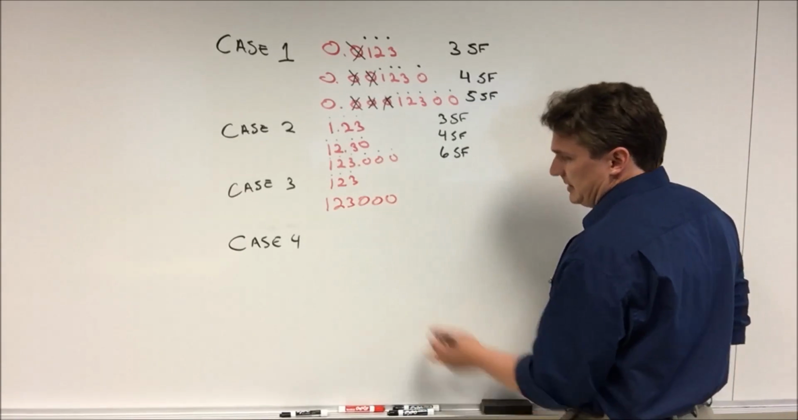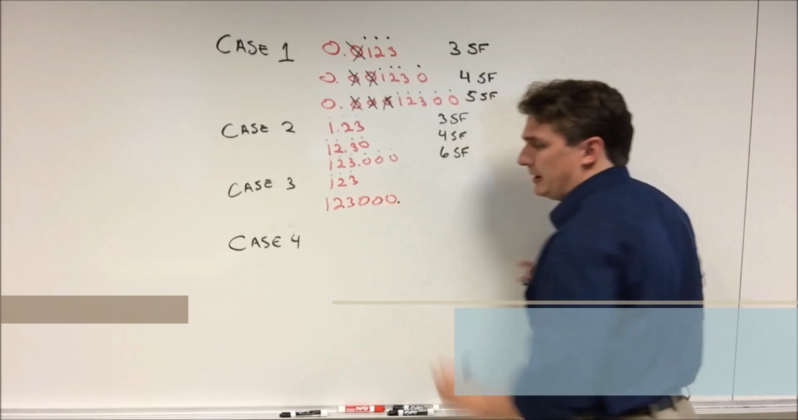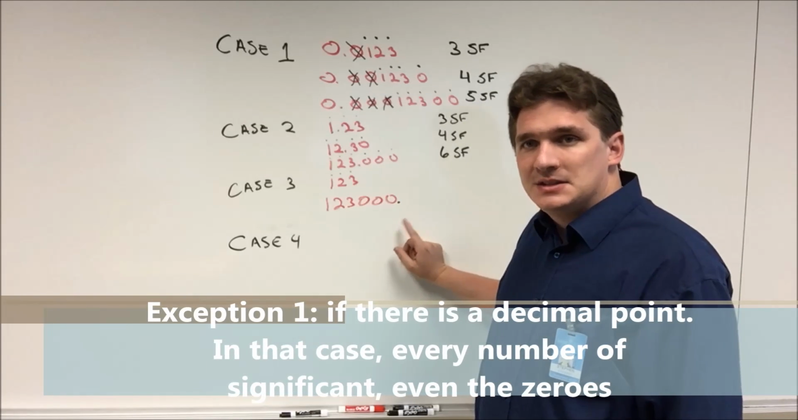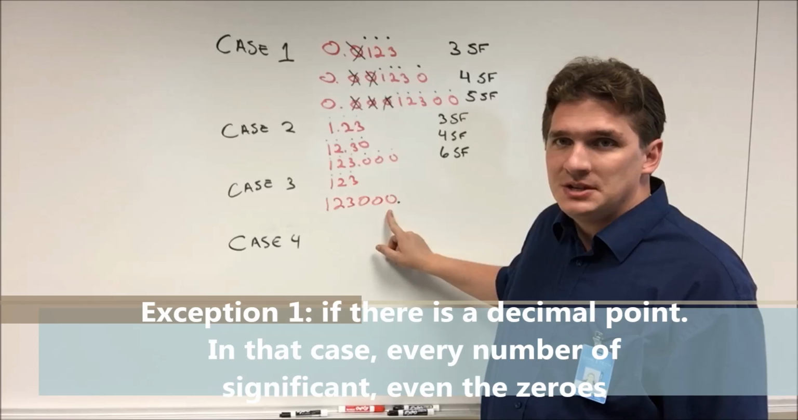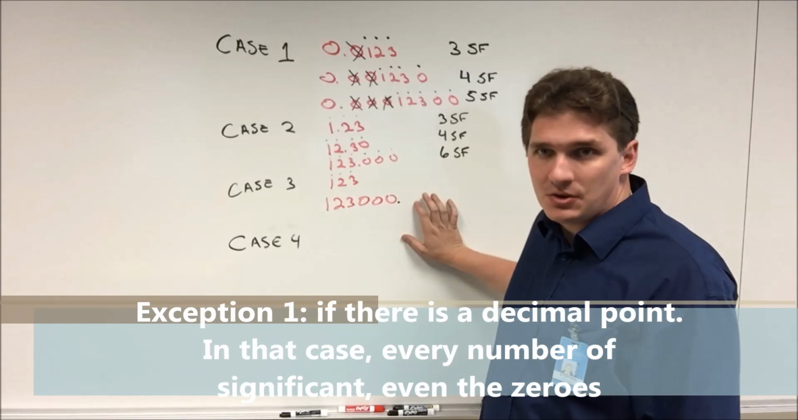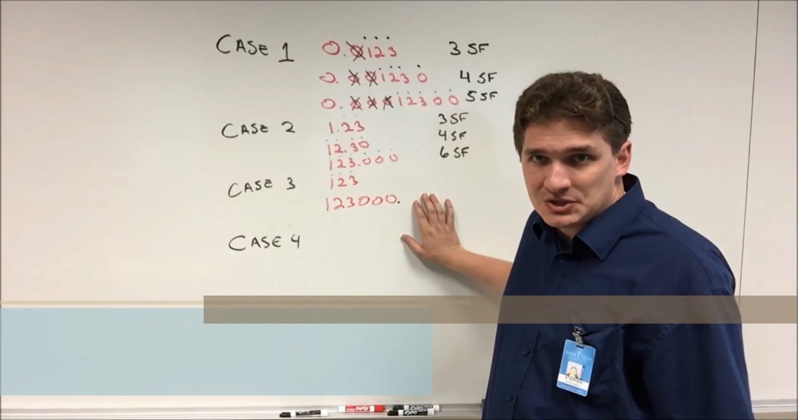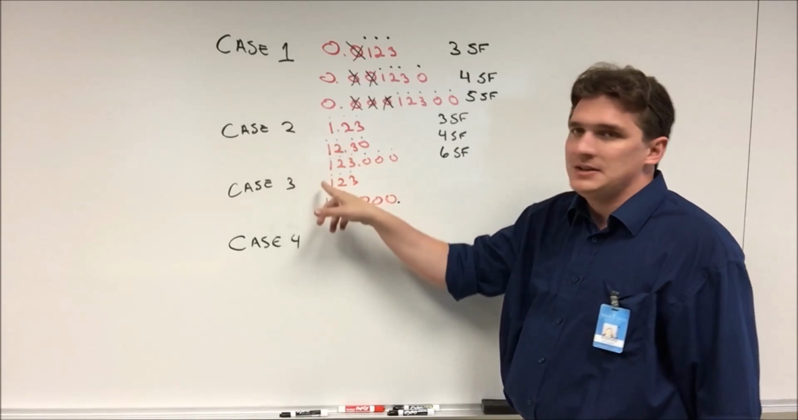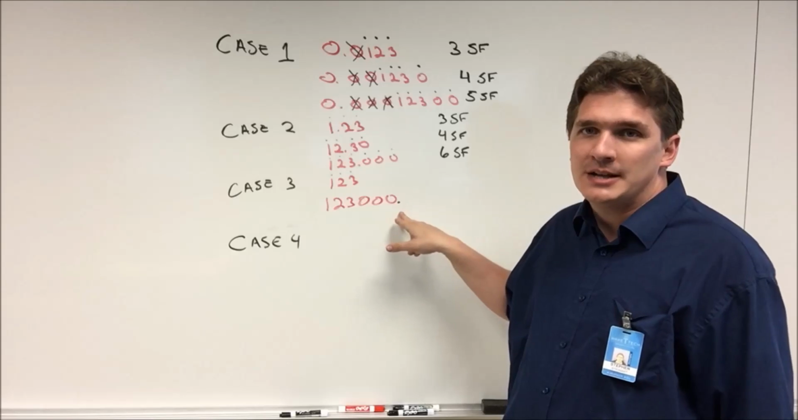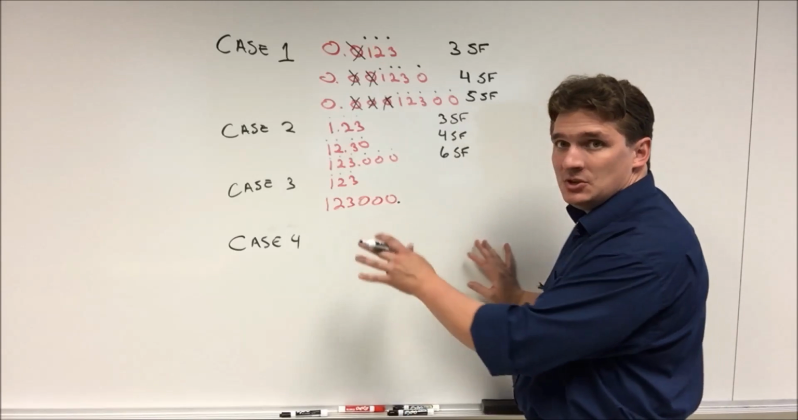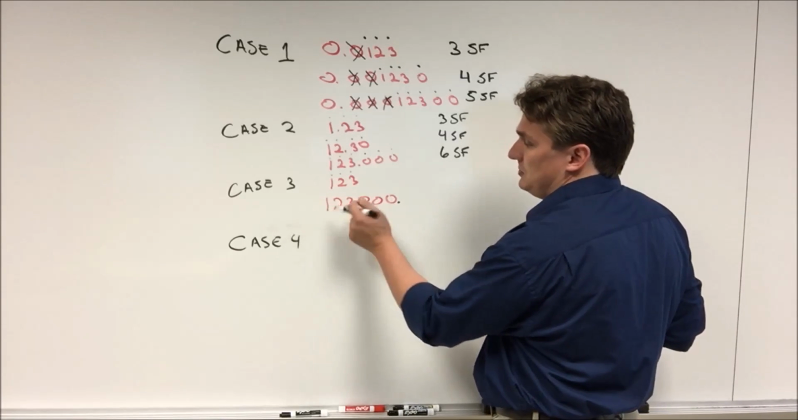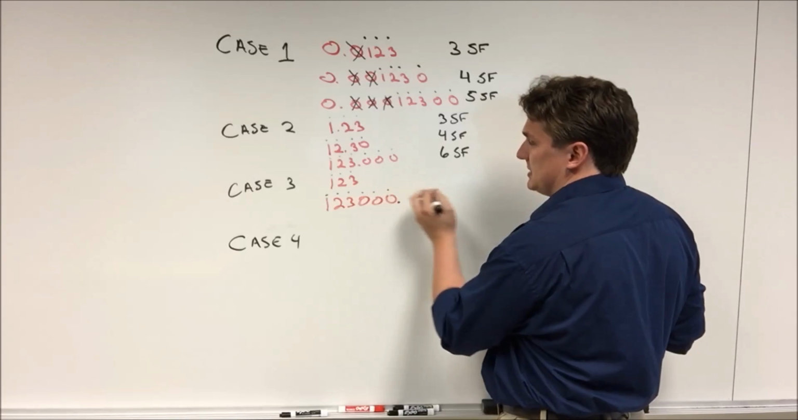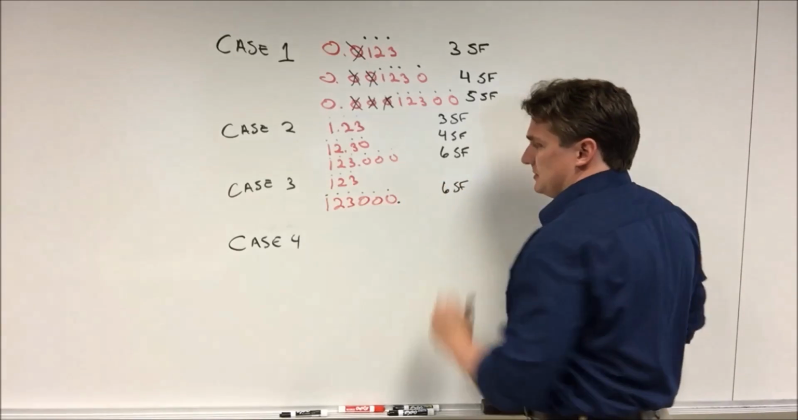What we can do is if we put a decimal point right here to the far right, this is going to tell us that this 1 position here is significant. If we added a 0 here, we'd be overstating our precision. So it's going to behave the exact same way it did for case 2. If you see a decimal point, you count everything, assuming you don't have any leading zeros. So we've got 1, 2, 3, 4, 5, 6 significant figures.